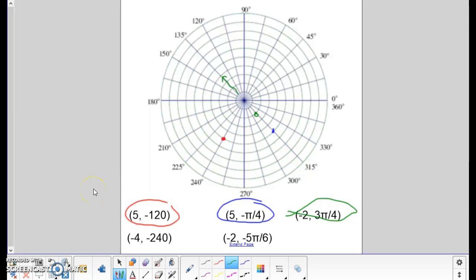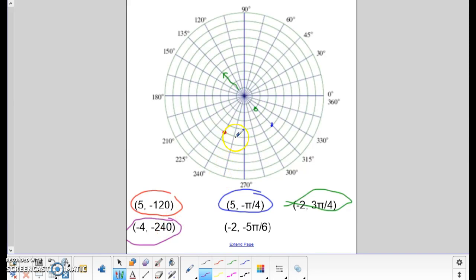Okay, welcome back. So a couple more examples. Let's look at (-4, -240°). That means we need to look in the -240 direction, so we're going to measure our angle in the negative direction.